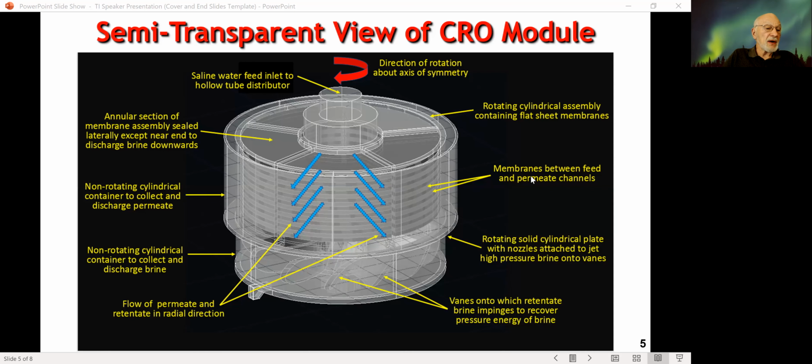This slide shows a semi-transparent view of the centrifugal reverse osmosis module with a parallel stack of M8 membranes and associated feed and permeate channels. The freshwater permeate flows radially outward and is collected and withdrawn from a non-rotating cylindrical container. The concentrated brine on the high pressure side of the membranes flows radially outward and is directed downward through a series of nozzles to impinge upon an array of stationary vanes that enables harvesting its pressure energy to rotate the module.